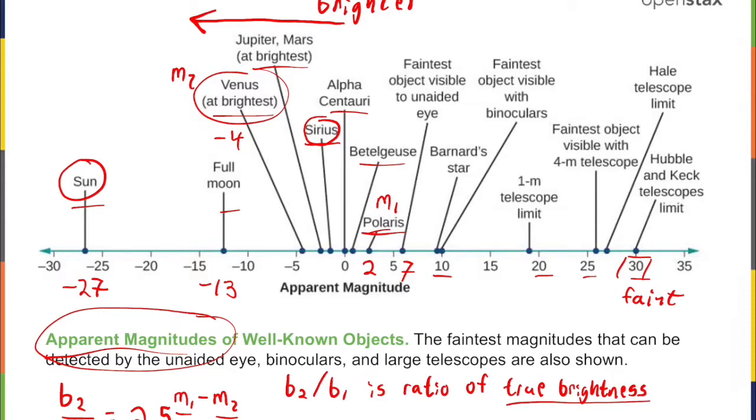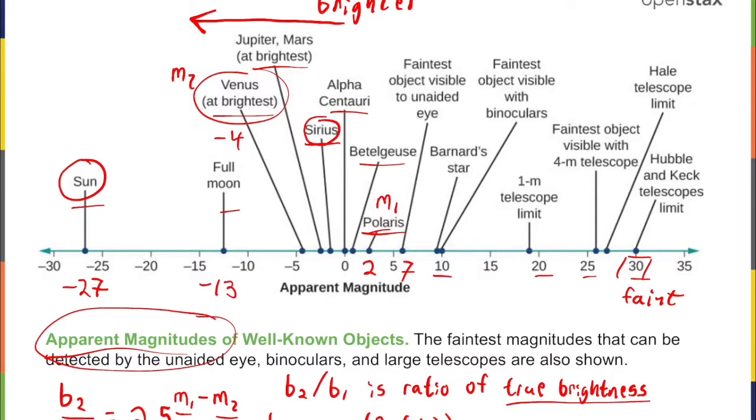So what we're going to go ahead and do then is find that ratio. So B2 over B1 equals 2.5 to the power of, so we had 2 minus -4. Okay, so 2 minus -4 is 6. So then what we're doing is we're raising 2.5 to the 6th power. Okay, so you can do this on a scientific calculator. You can also just do it in a Google search. All right, it's 2.5 to the 6th power.